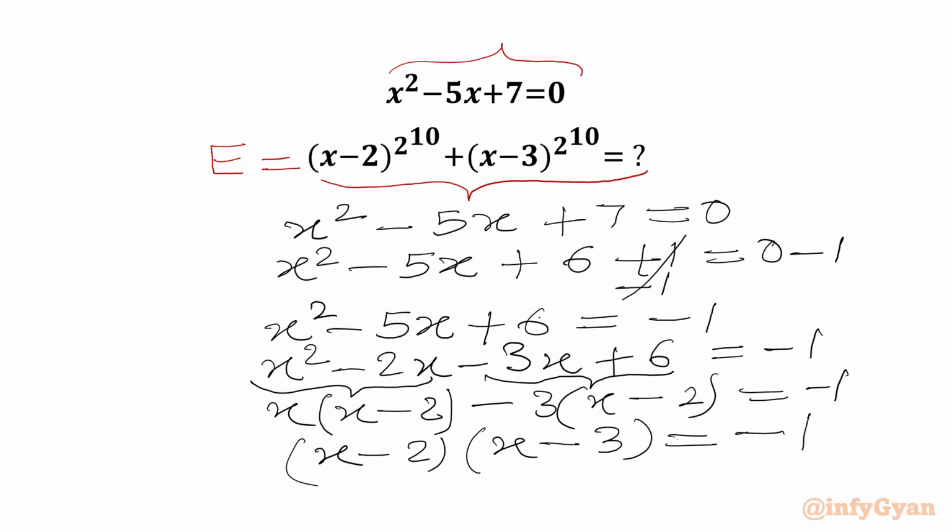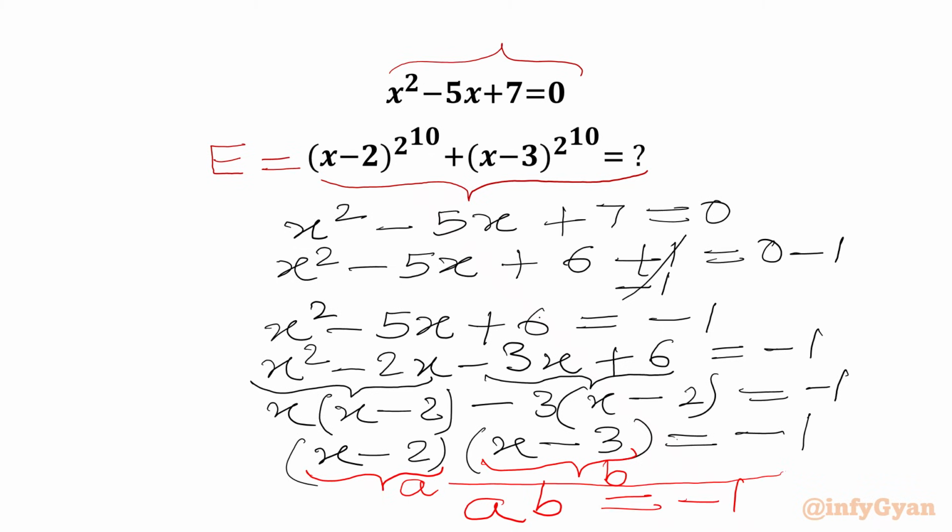Now we are going to consider our substitution. Let us say x − 2, suppose this is A. x − 3, suppose this is B. So we can write our equation A times B = −1. I will consider this is our first equation.